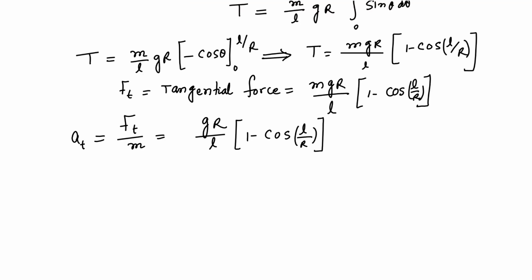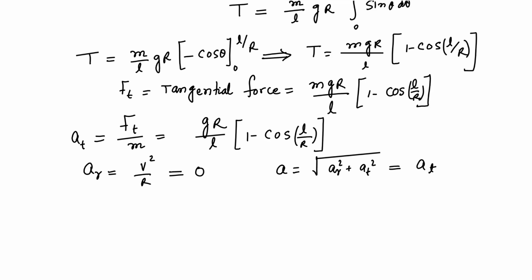What about radial acceleration? Since this thread is just burnt, the chain will not gain any velocity. So this is just started to move. This means each link of the chain has zero velocity. And we know radial acceleration is v square by r. Since velocity is 0, radial acceleration is 0. So what is the total acceleration in this case? Radial acceleration whole square plus tangential acceleration whole square, and then you have to take the root. Radial is already 0, so total acceleration is simply the tangential acceleration.